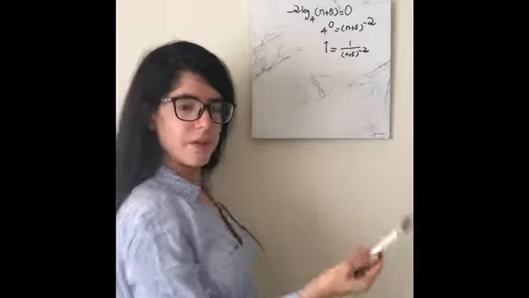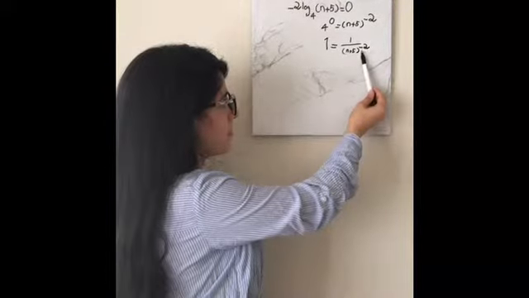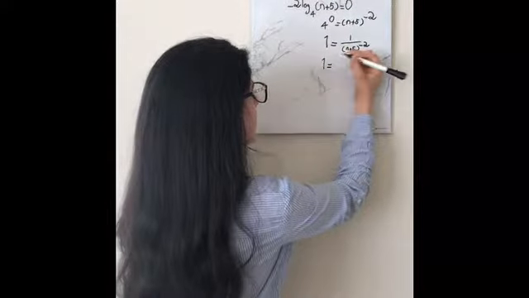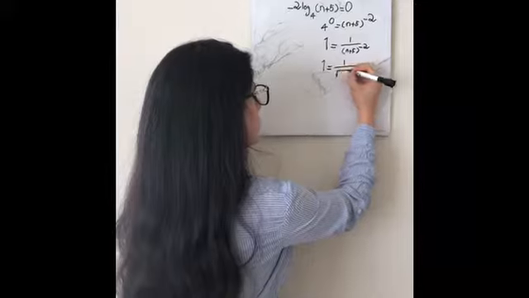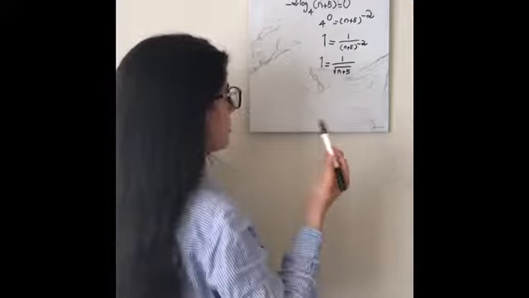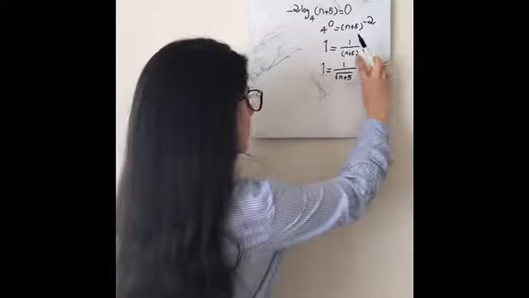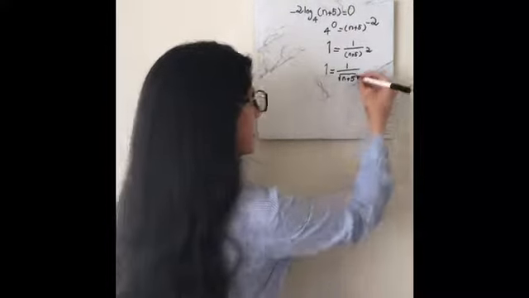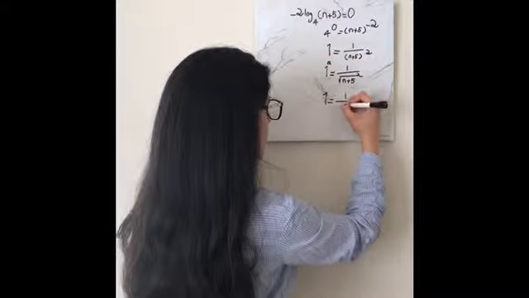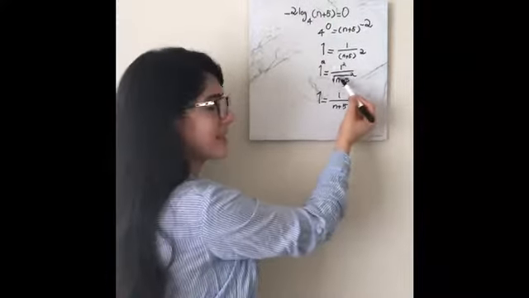Next off, we must go back to the rules that we have for exponents. We know that anything to the power of negative 2 is the same as 1 over it squared. So we're going to have 1 equals 1 over the square root of n plus 5. In order to get rid of this, we can square both sides. So we have 1 equals 1 over n plus 5, because 1 squared is just 1, and the square cancels the square root.